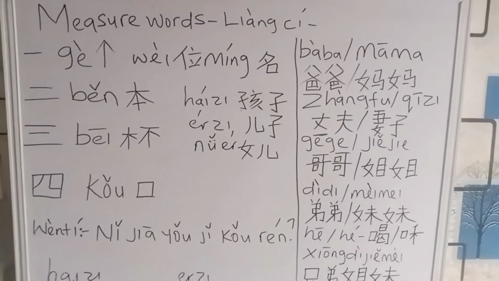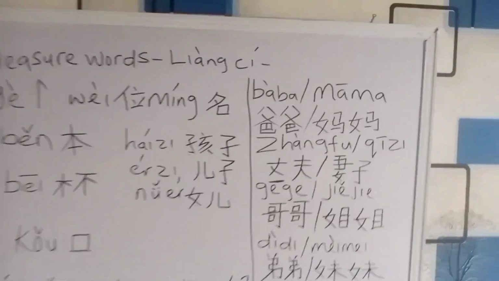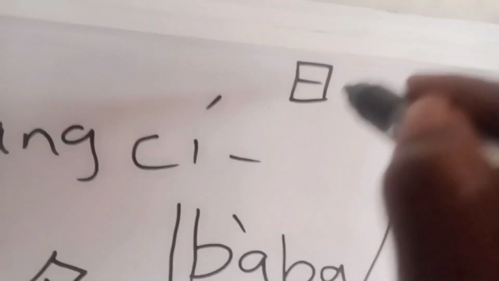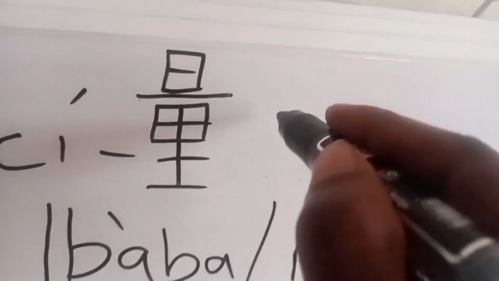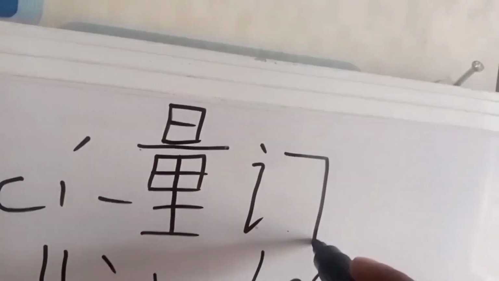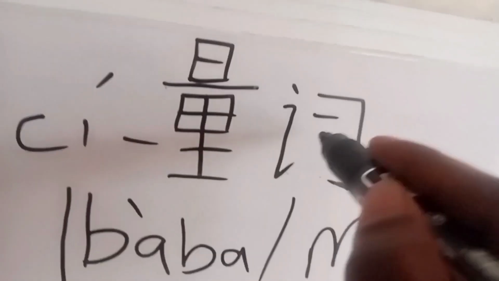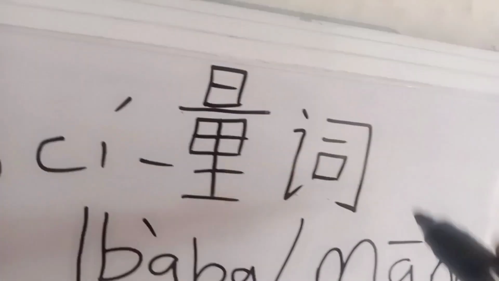So this is it. 量词, we did not write 量词. You write ri on top. Go like this. Do this. This is how 量词 is written. 量词. Let us also write this sentence.